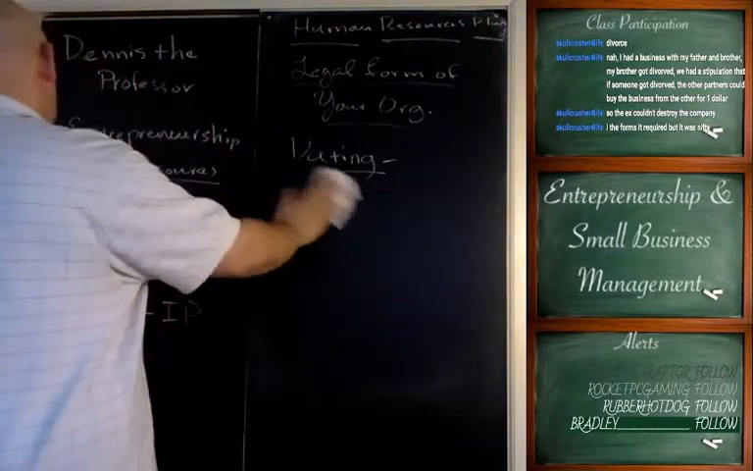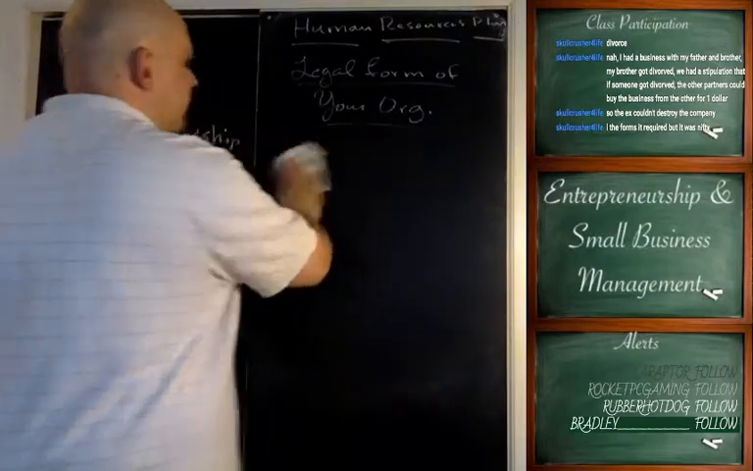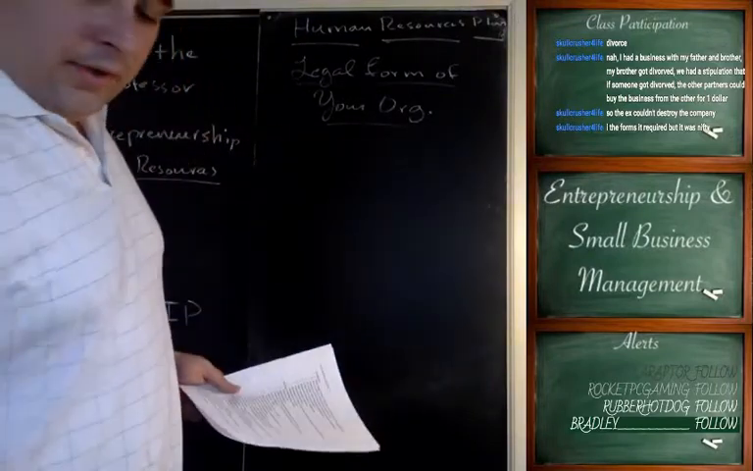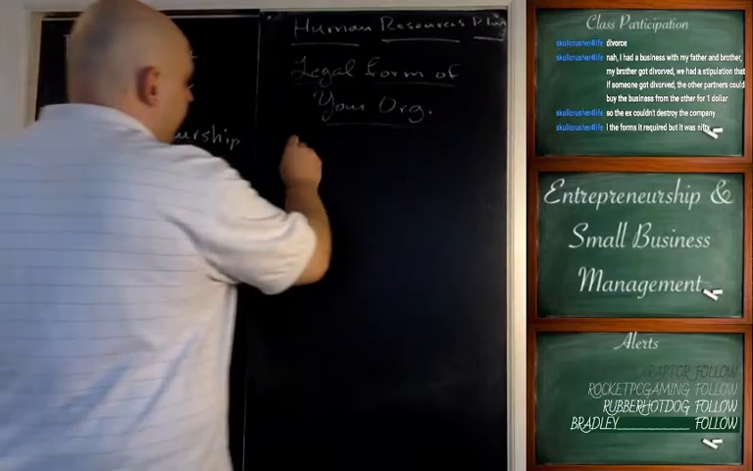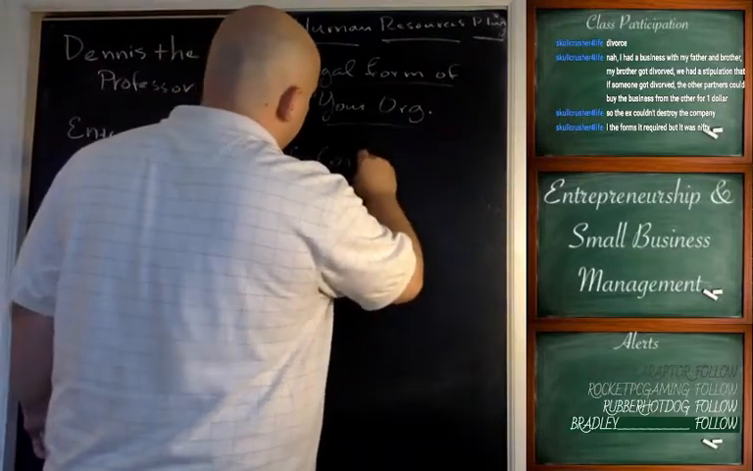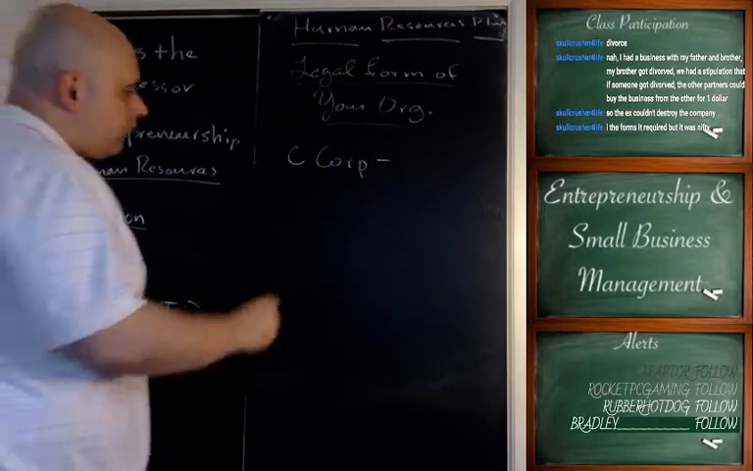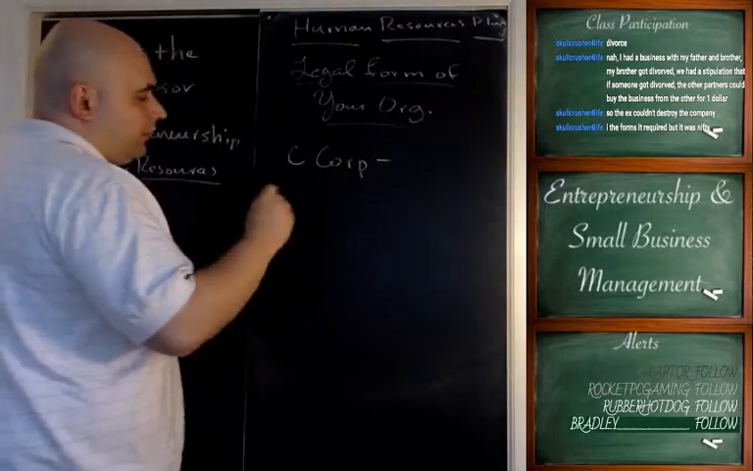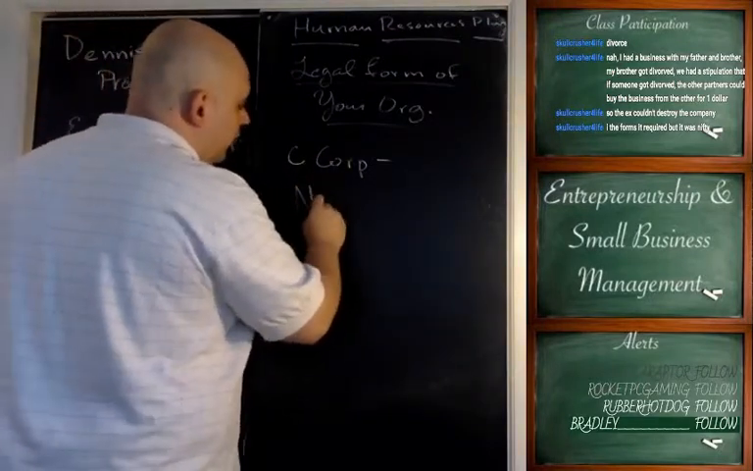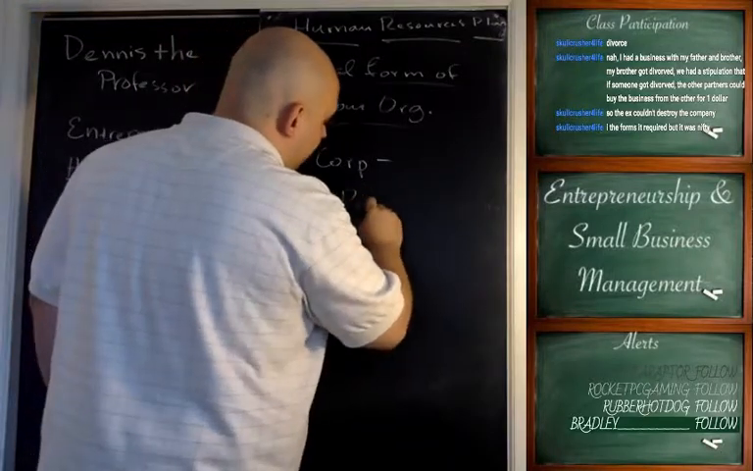So that's going to be partnerships, right? Another thing you can consider is the C Corp, right? Now, the C Corp is its own legal entity, right? So there's no personal liability.